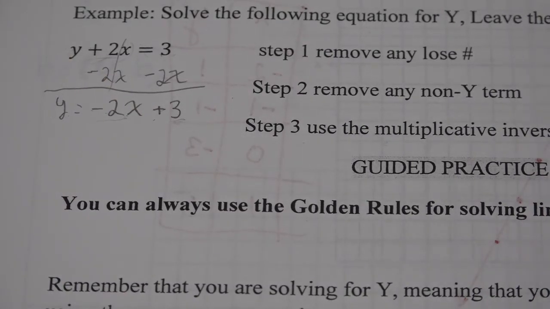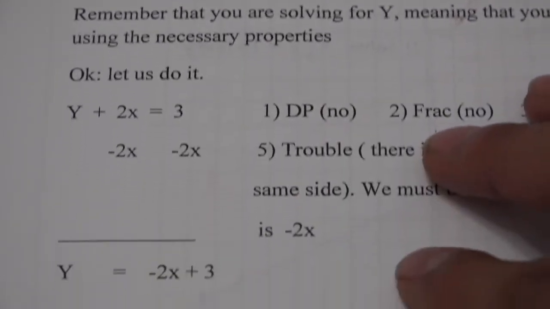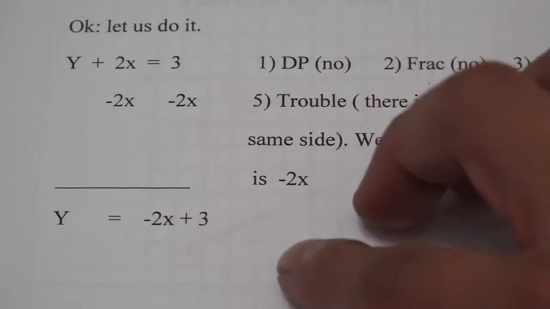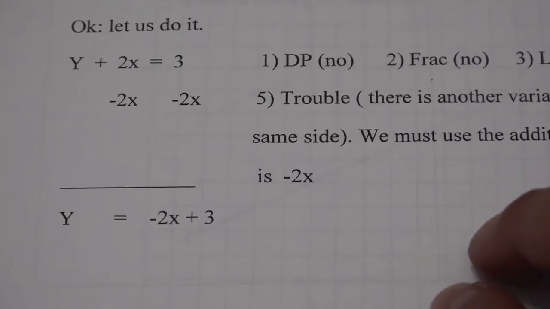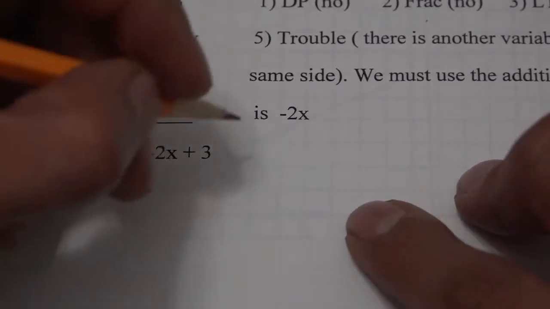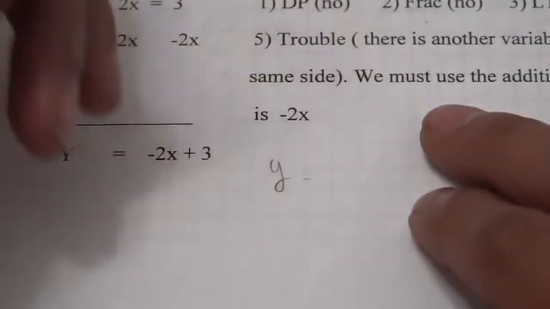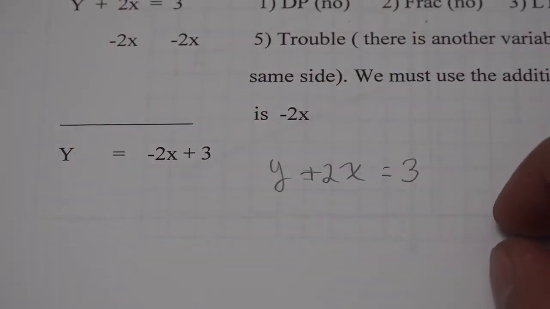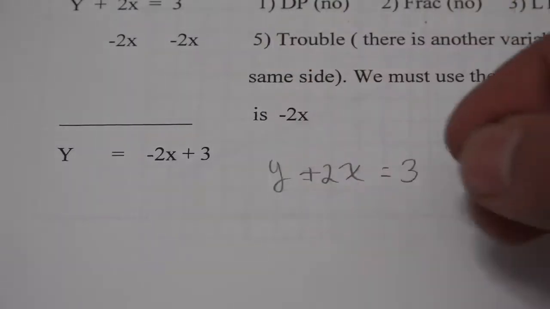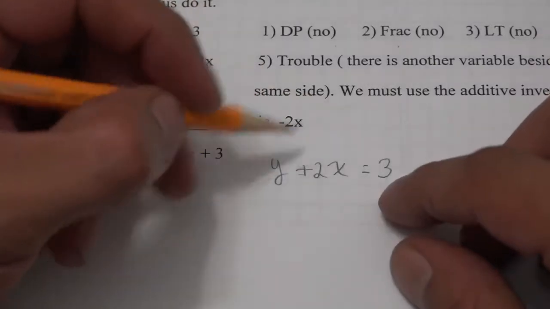Now let us have the same problem, but I'm going to do it differently. It's already explained right here, but let us use a different method. So I'm still going to have y plus 2x equals 3. But this time I'm going to just take the numbers. Let me zoom out, sorry. So I need to solve for y.